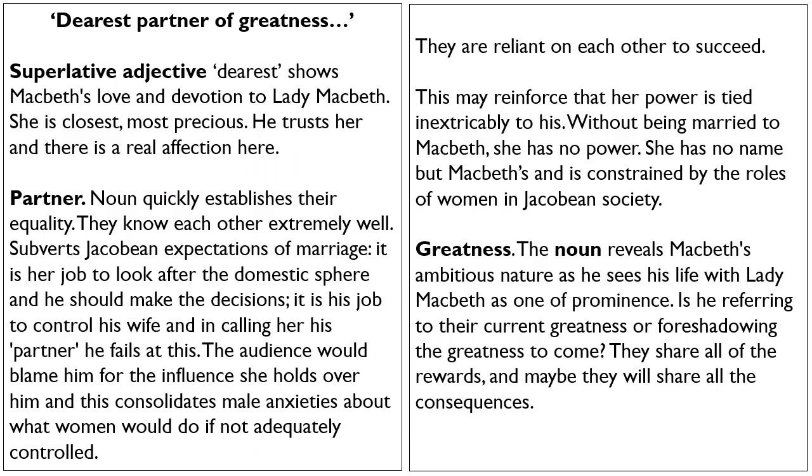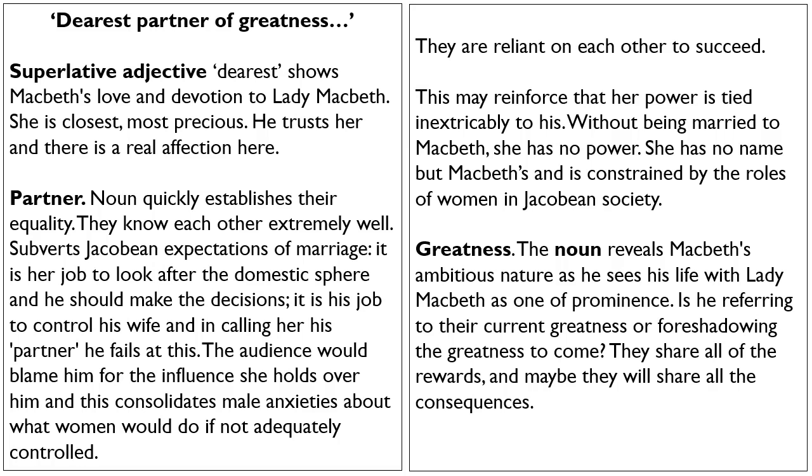So we start with "dearest partner of greatness." We start with dearest, a superlative adjective. It shows Macbeth's love and devotion to his wife. She is his closest, most precious person. He trusts her above anybody else, and it feels like genuine affection here. And then when he calls her partner, this noun establishes that they are equals. They know each other really, really well.